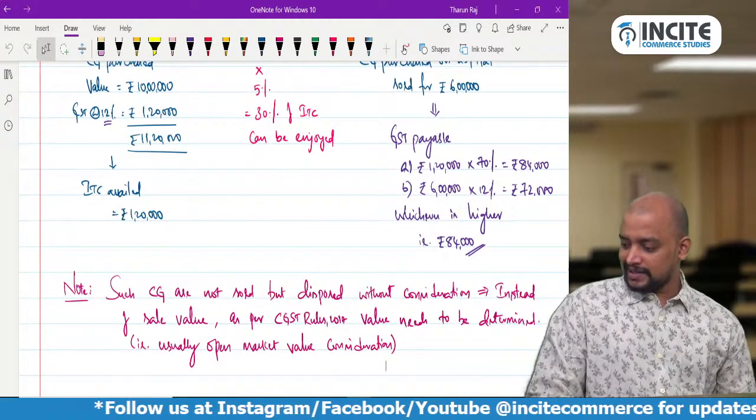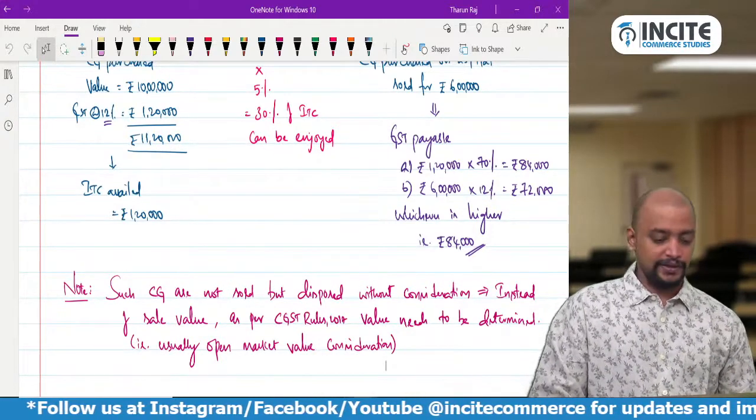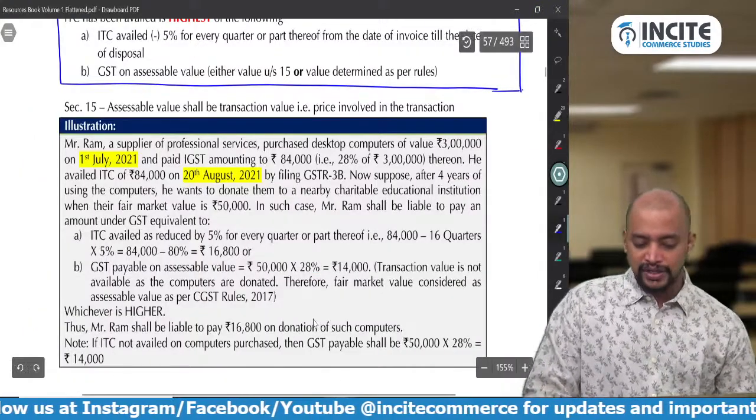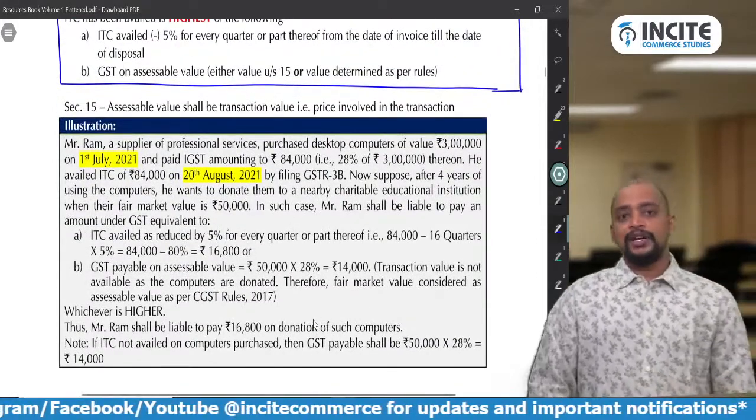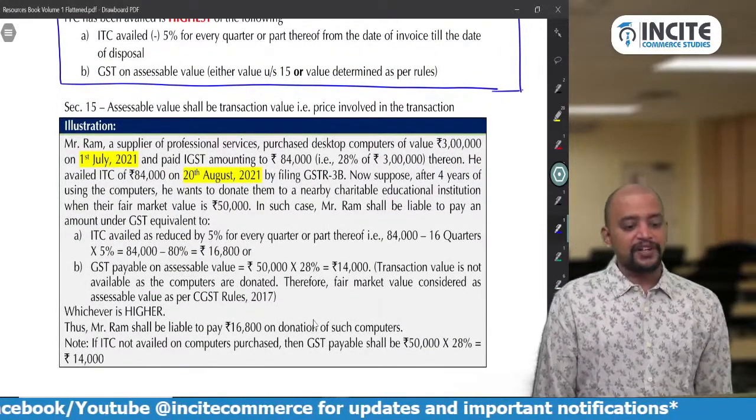Then anything else I missed? Okay. Thank you. Now look into this illustration which is in page number 55.